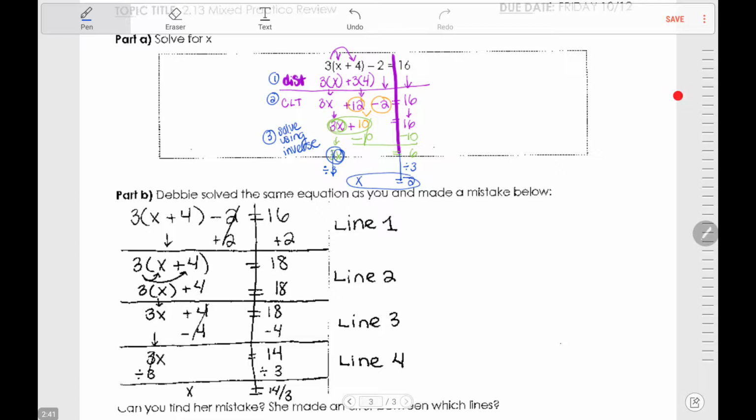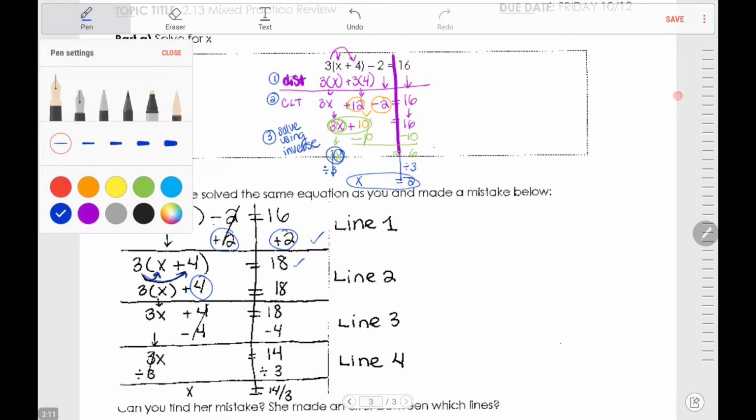Alright, so what did she do first? In line 1, she added 2 to both sides. Now, we like to distribute first, but that's not wrong because it was a minus 2 and she did plus 2, so that's okay. 16 plus 2 is 18, that's right. Okay, then she brought this down. Let's look at line 2. Looks like she's distributing here. And when she's distributing, we have 3 times x, that's good. And then she's supposed to do 3 times 4, but what happens? Uh-oh, I think we just found her mistake.